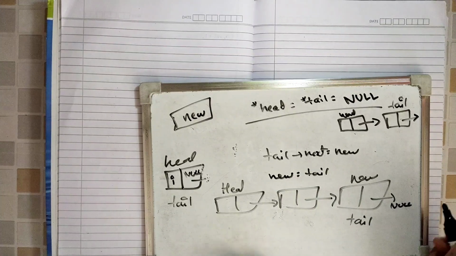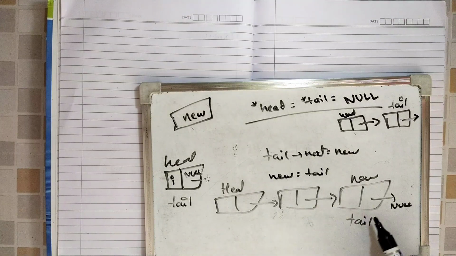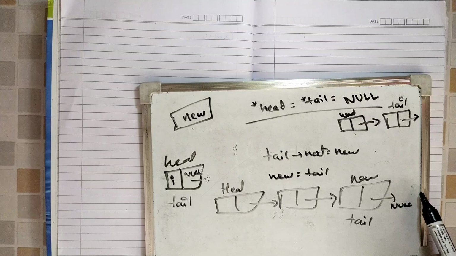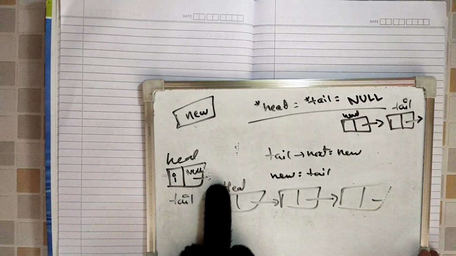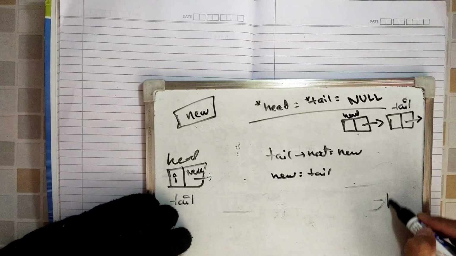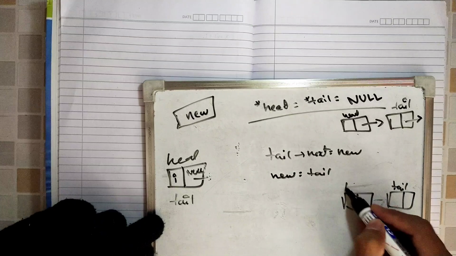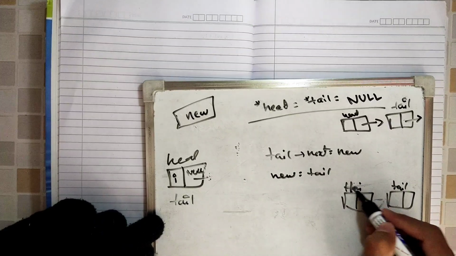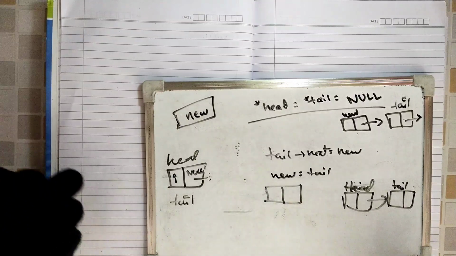So see here, whenever I want to add, simply I will do tail of next equals to new. Again one more node will be added here, and you go like that. So this is for my end insertion. Now I will do front insertion. Suppose this is my tail here and this is my head here.